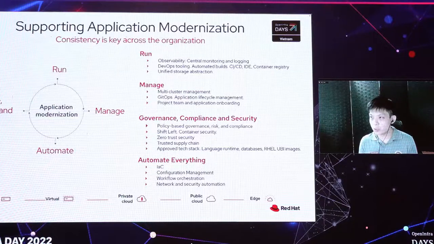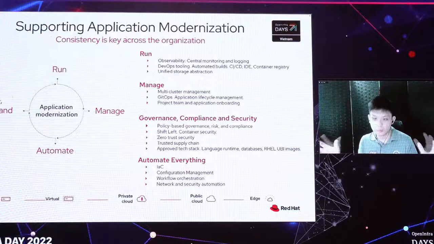Of course, to be able to support modern applications and do app modernization, you also have to make sure that there are different components that come together, right? So we touched on some of those earlier in the slides. The other things: how do you run it? Observability, right? How do we have a way to do central monitoring and logging? We can have a central Grafana, for instance, a centralized dashboard, to be able to see what's going on within the different Kubernetes clusters that we are managing, right?